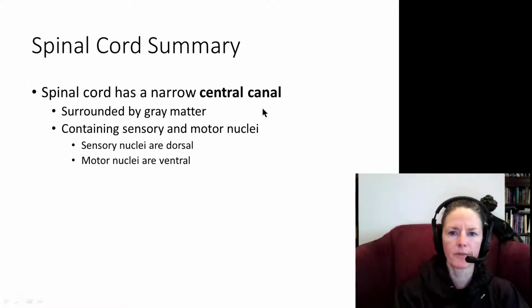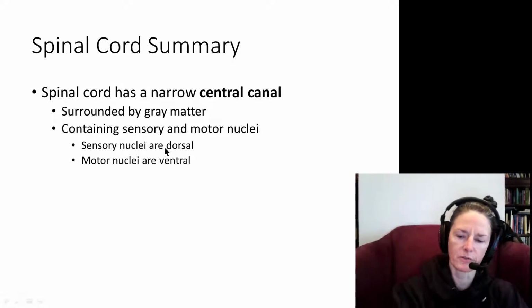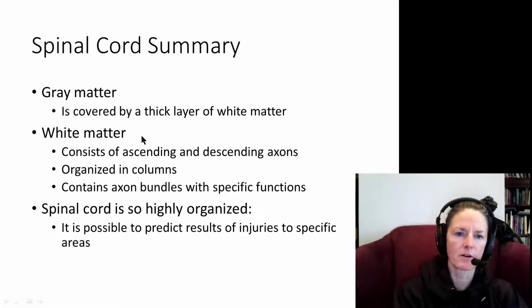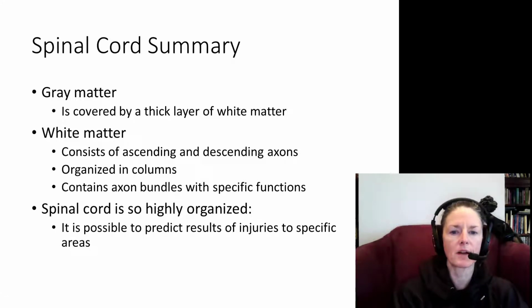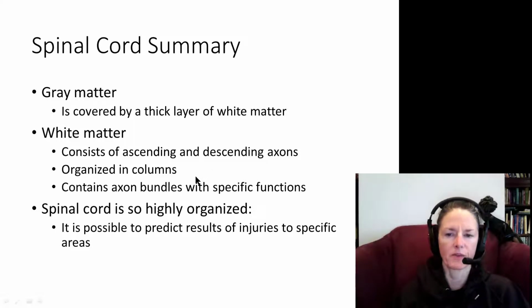So as a quick recap, the central canal is surrounded by our gray matter, which contains our sensory and motor nuclei. The gray matter will be surrounded by our white matter, which is going to contain ascending and descending bands of axons, tracts of axons that will be organized into columns, and these axon bundles will have a specific function. And we'll study some of these a little bit later on.